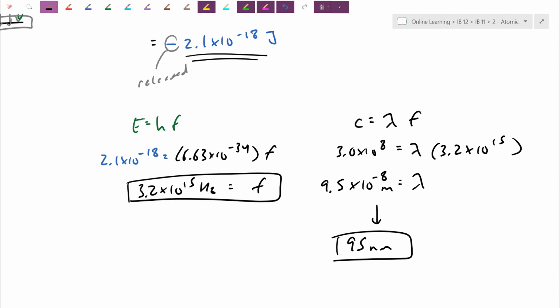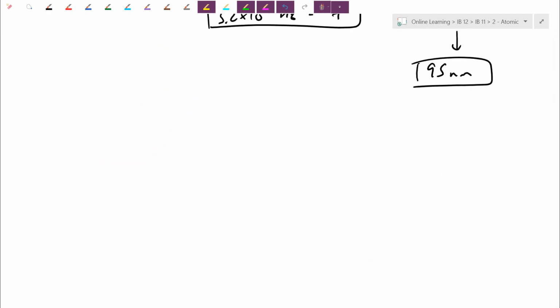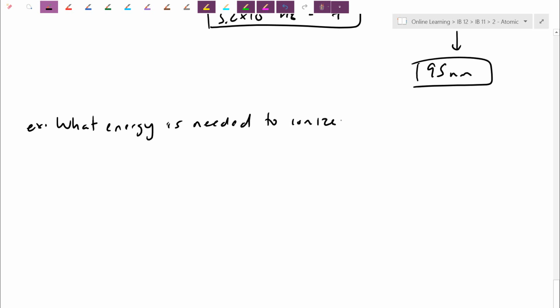I'm going to end off today's lesson with one more question. Your worksheet here will have much more practice. This last question here is worded a little strangely. What I'm going to ask you here is, what energy is needed to ionize hydrogen?